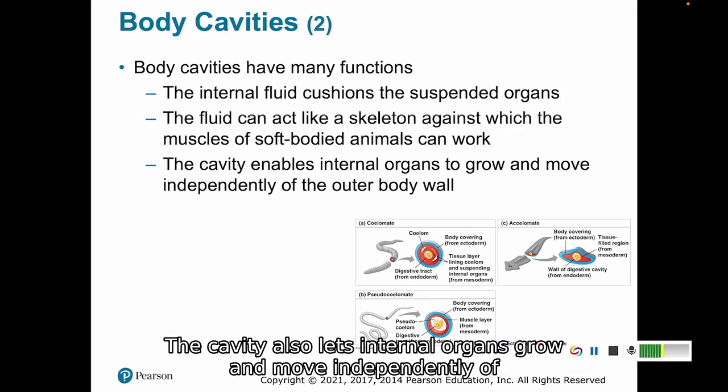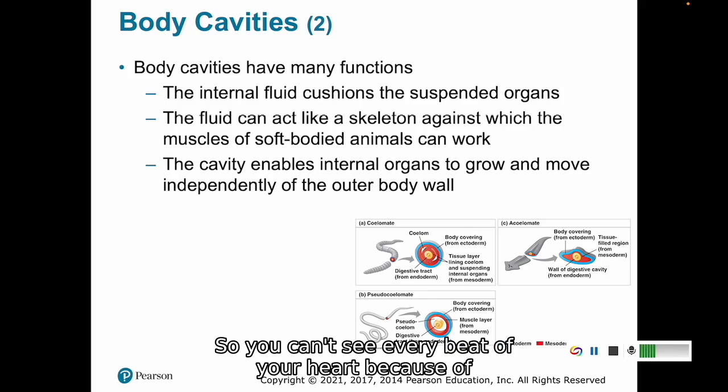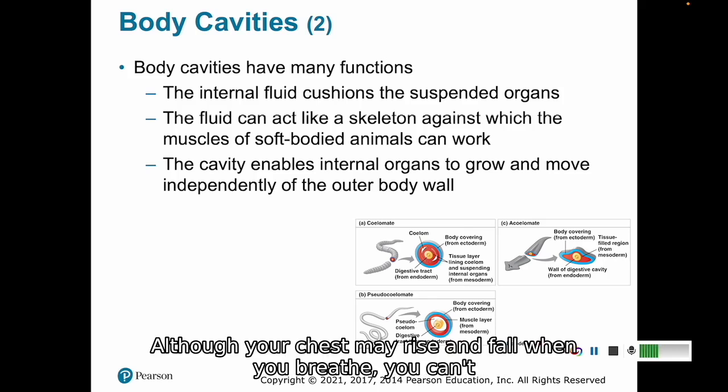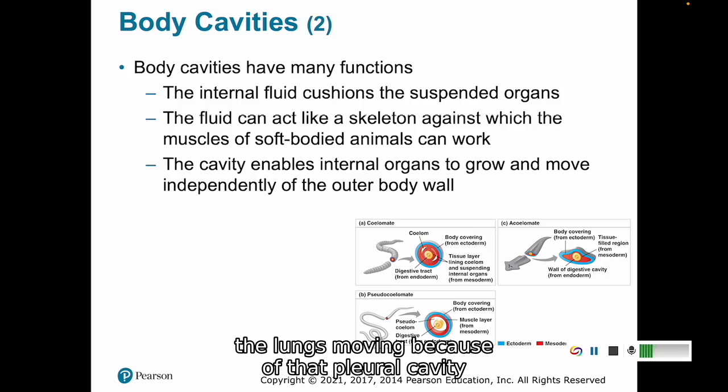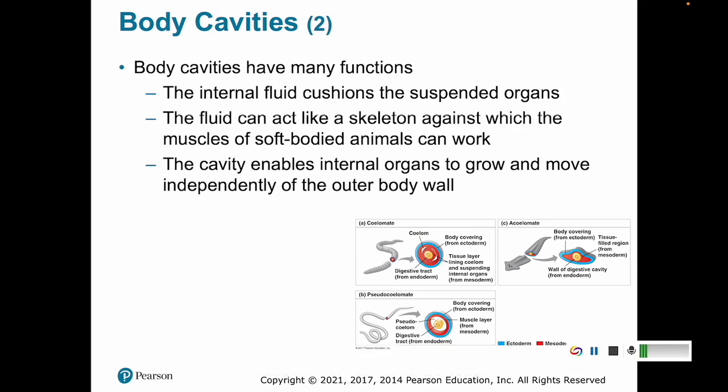The cavity also lets internal organs grow and move independently of the outer body wall. So you can't see every beat of your heart because of that cavity around it. Although your chest may rise and fall when you breathe, you can't actually see the lungs moving because of that pleural cavity that you have that is derived from our coelom.